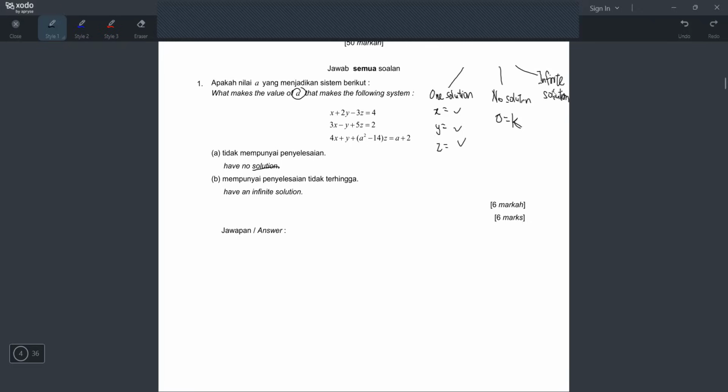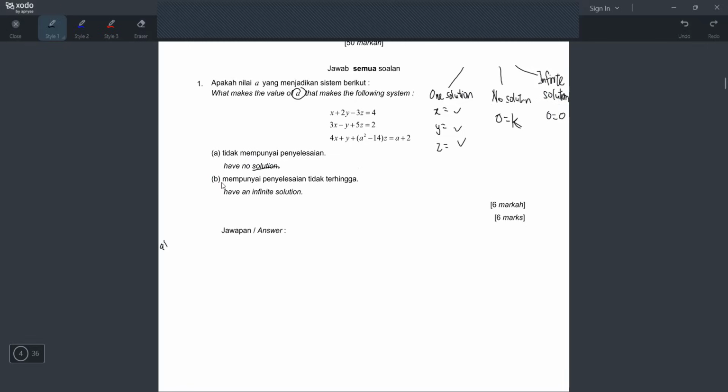But what if it is infinite solution? What you will see in your working is 0 equals 0. Okay, so I repeat one more time. If you see 0 equals a number, it can be any number, then it means this question has no answer. But if you see 0 equals 0, it means it has infinite answers. Infinite answers means infinite solution. All right. Now we already know the types of solution. Now we can start to solve this question.